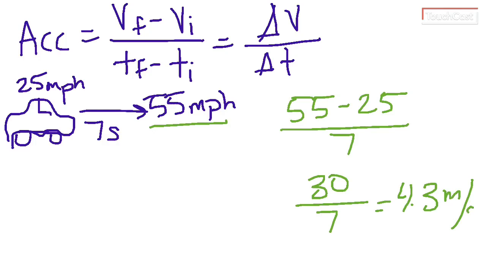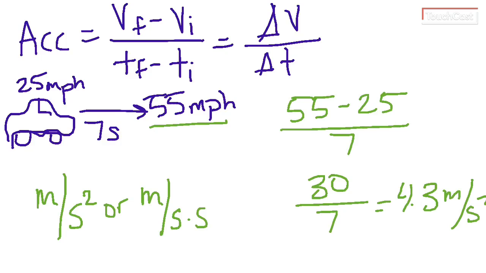meters per second squared. And what you want to know is meters per second squared is the SI unit for acceleration. What that means is this: it sped up 4.3 meters per second every second that it was speeding up.